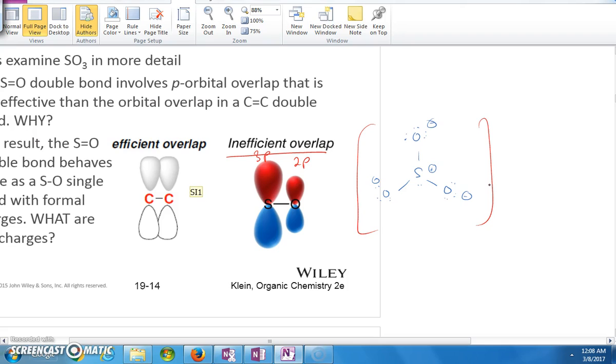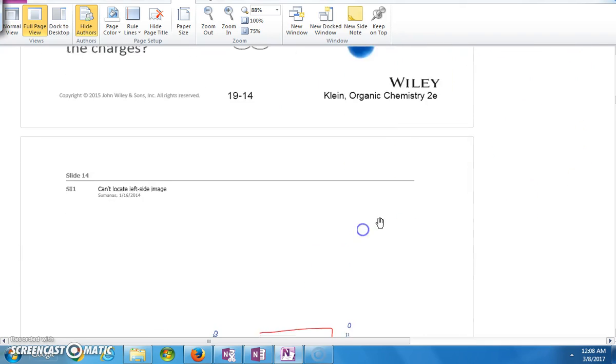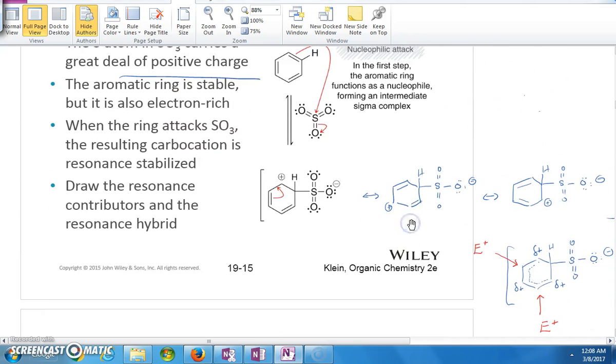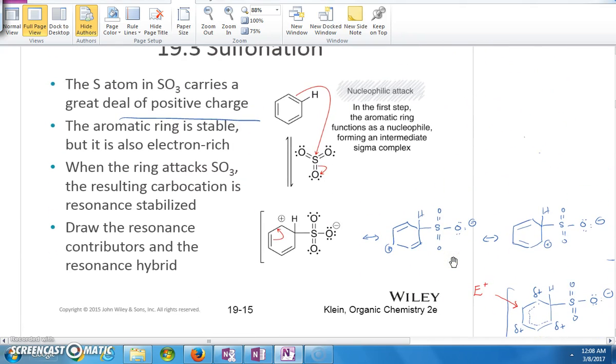You're going to have something like this. Now the sulfur atom in the sulfur trioxide carries a great deal of positive charge.